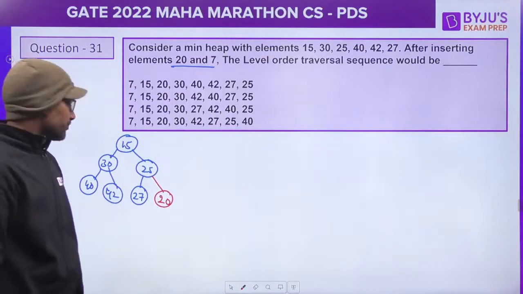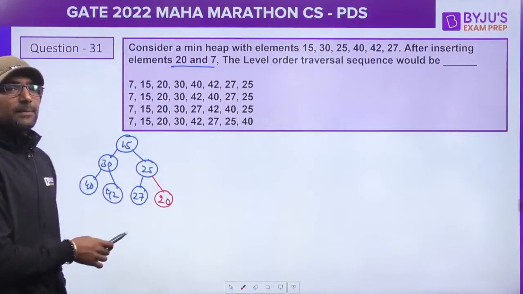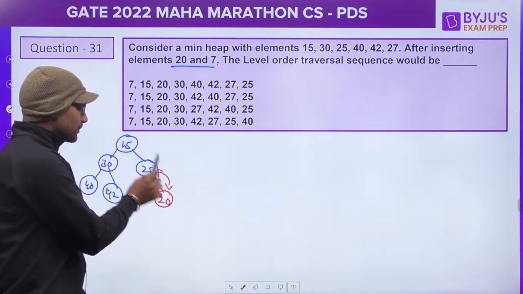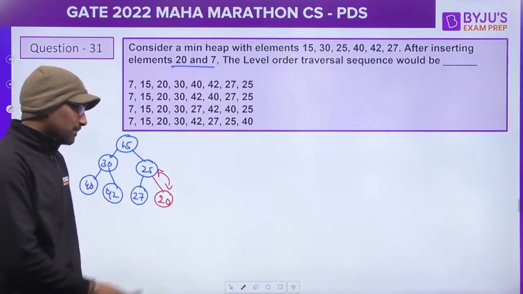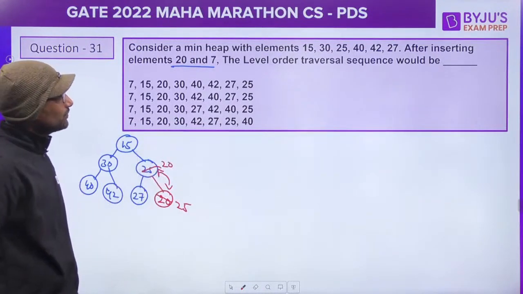First I am inserting 20. Now it should be a min heap, so the parent should be smaller. Here it is not satisfying that property, so heapify. So 25 comes here, 20 comes here.